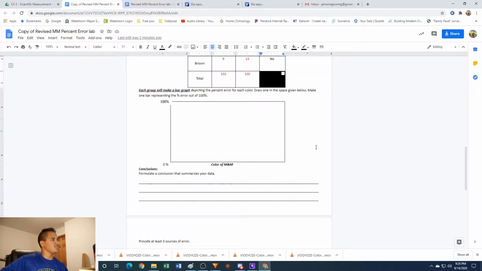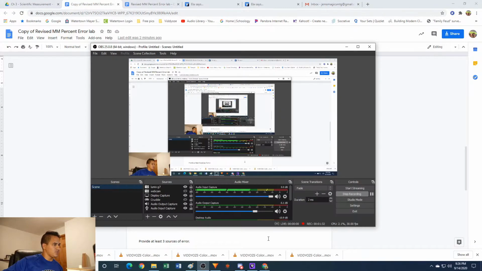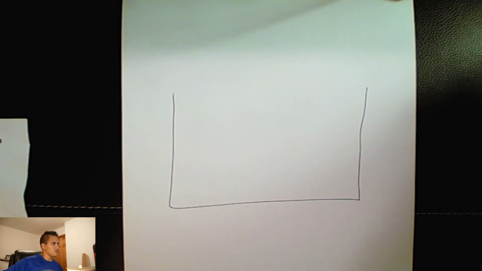So the first one says we're going to make a bar graph depicting the percent error for each color, and draw one in the space given. Now, we can't really draw on this very well because it's a Google Doc. So I'm going to make my bar graph on paper. I'm just going to switch my camera here. If you have a piece of paper, just do it on paper. You can just leave this part blank. It's no big deal. Let's just switch over here real quick. Perfect. There we go.